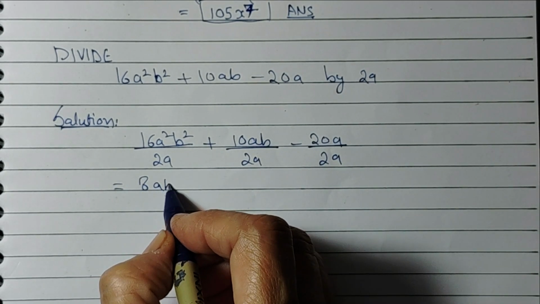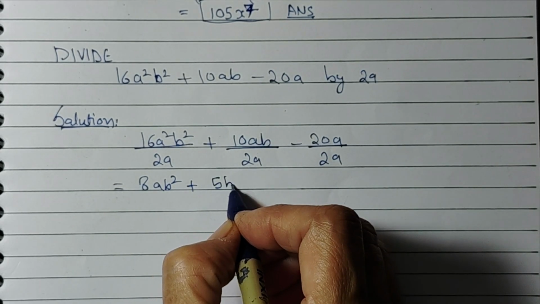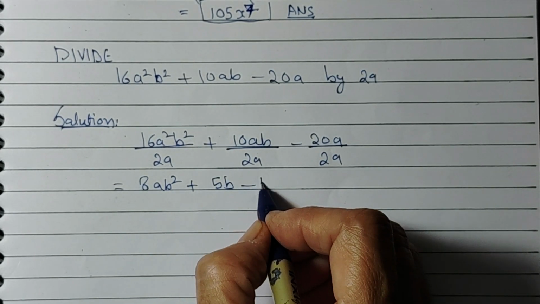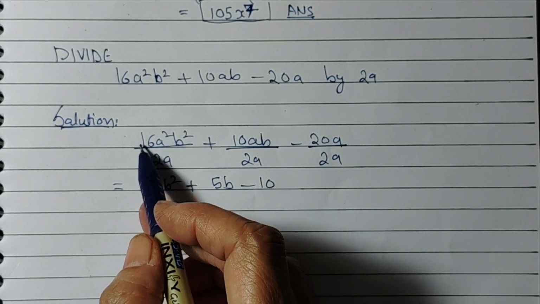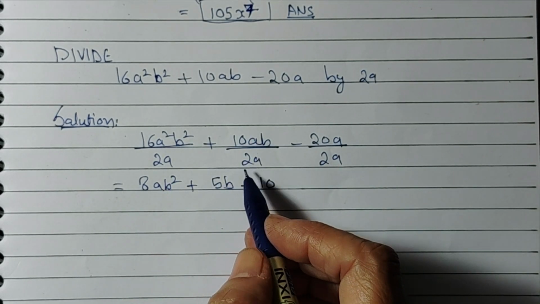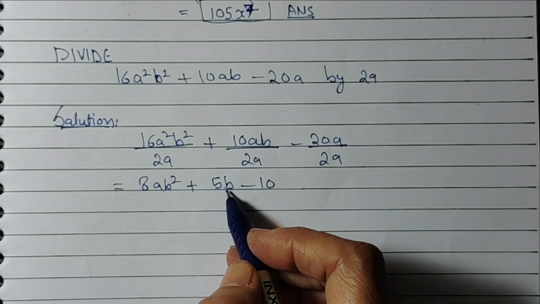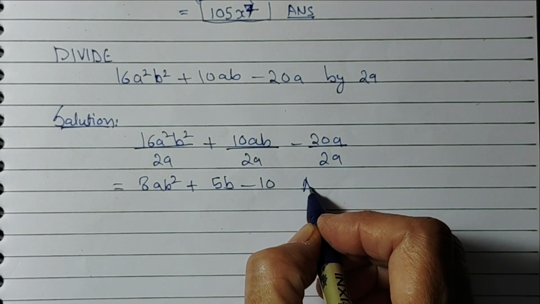8ab square plus 5b minus 10. It will be cancelled with this 2, 1, 2 itself, a with a, and it will become 5b. This will become minus 10. This is the answer.